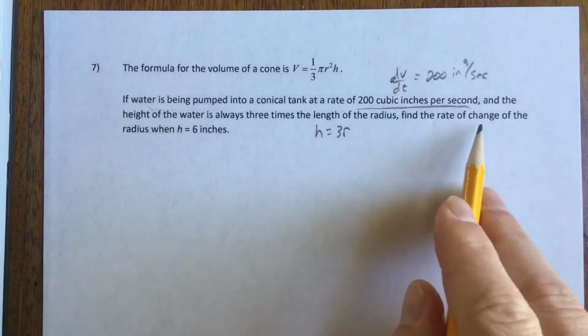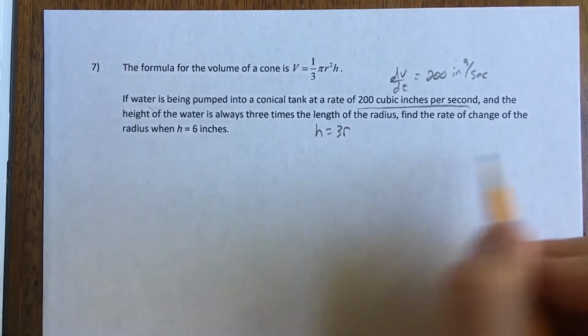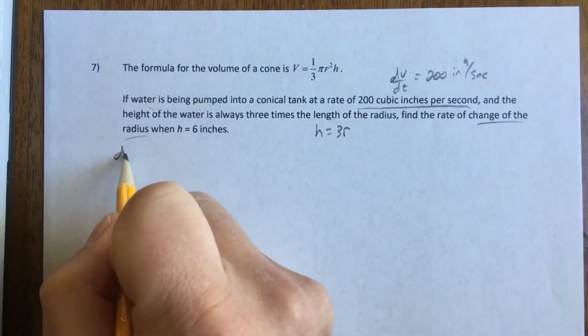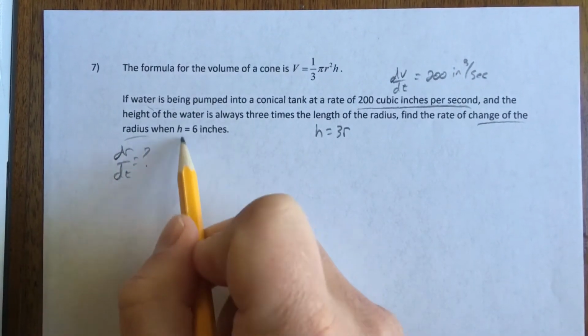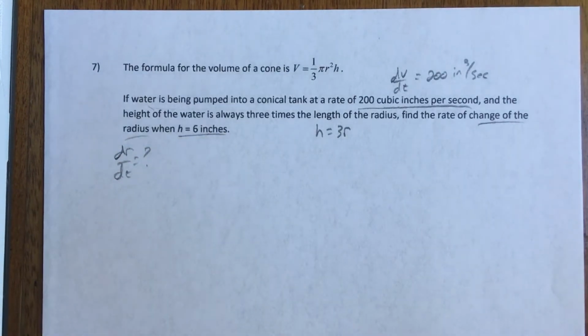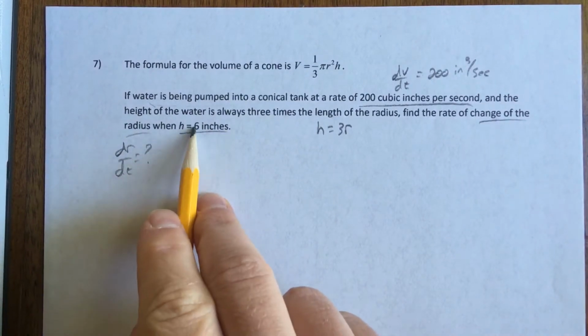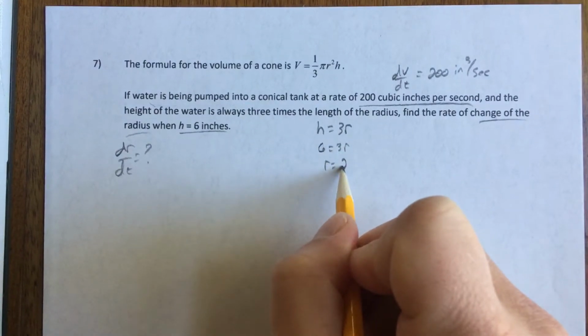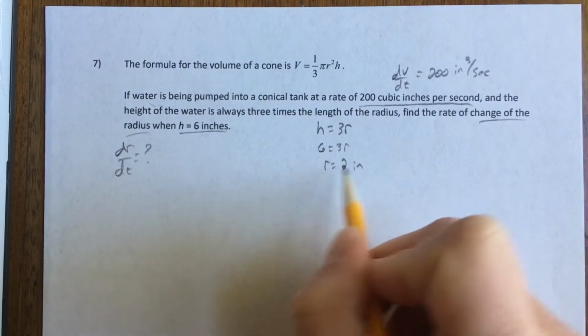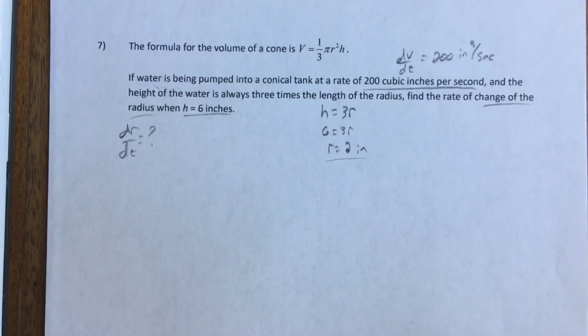Okay? Find the rate of change of the radius. So we're trying to find the change of the radius, dr/dt. That's what we're trying to get at, when height is 6. So that's something we were given. Now, right away, we could say, well, if height is 6, then the radius must be 2. So that's something that we could figure out right away.